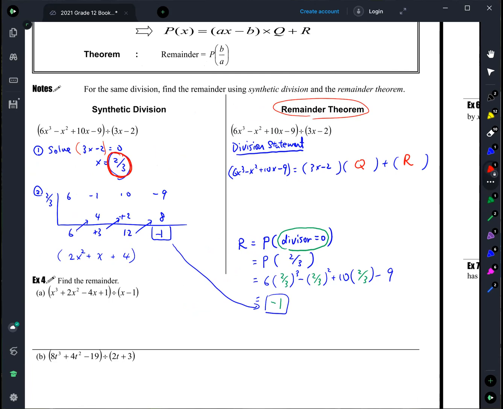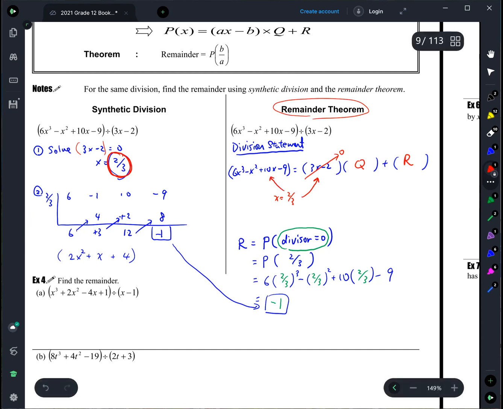So that means when x equal to 2/3, if you sub into there, this part will go to 0. Now, if you sub into there, it will give you the -1. Right? Because we just did it down here. This is -1. -1 comes from P of 2/3.